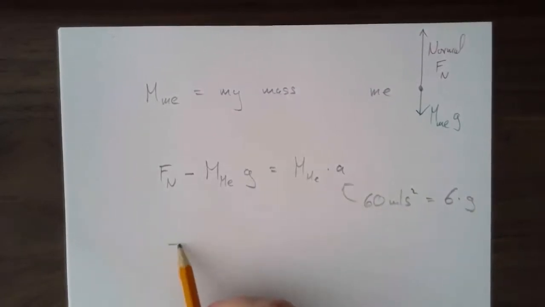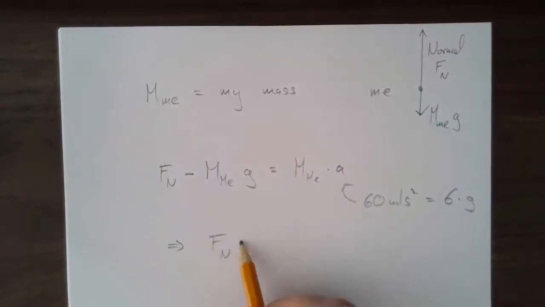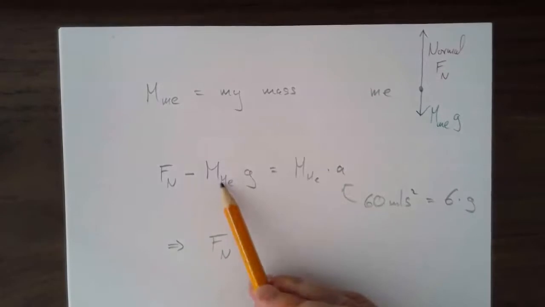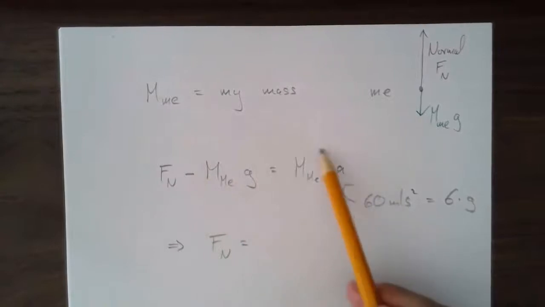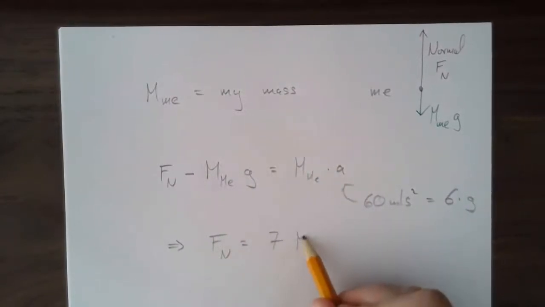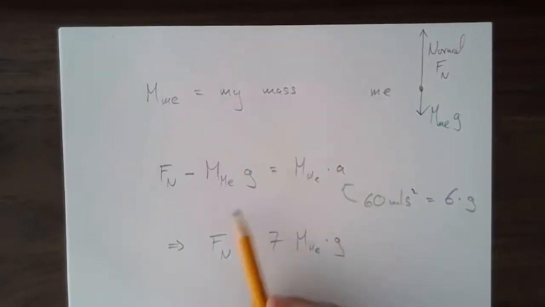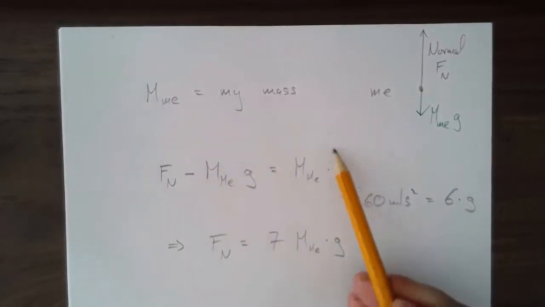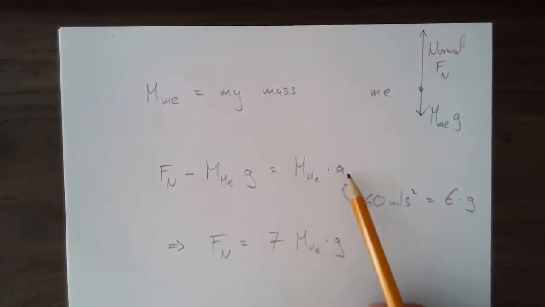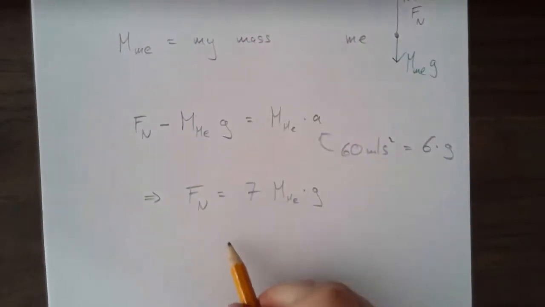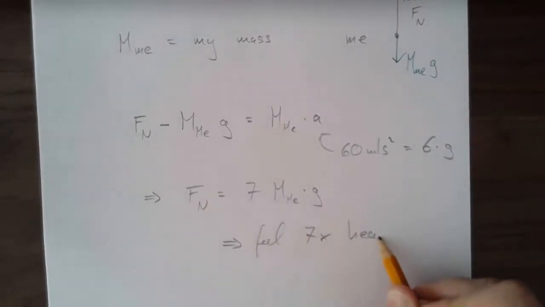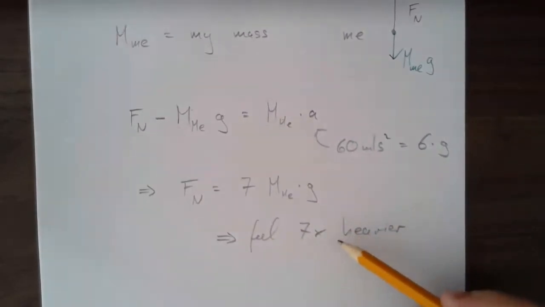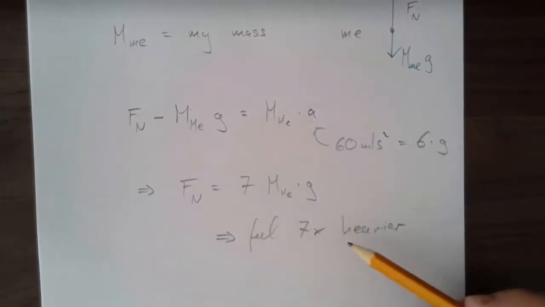Why am I doing this? Because then I can conveniently write the normal force as this plus this: my weight plus 6 times my weight. Right? Because this goes over here, becomes plus. This is 6 times my mass times g, add once my mass times g. It's 7 times my mass times g. So I feel 7 times heavier. Oh dear. Now that is going to hurt. But it's only for a split second at the very end.